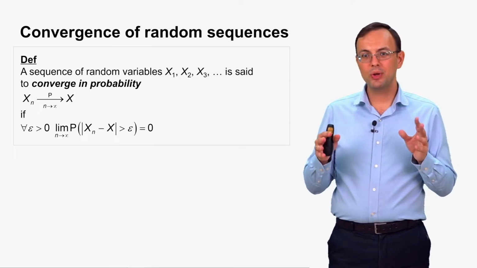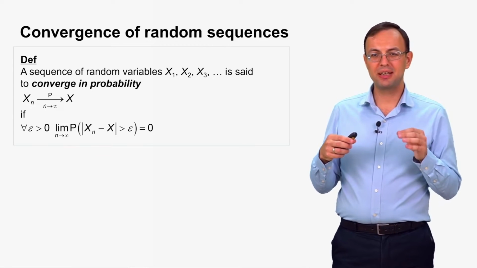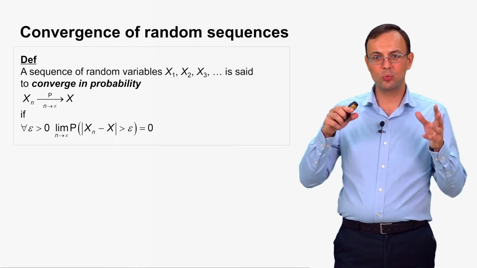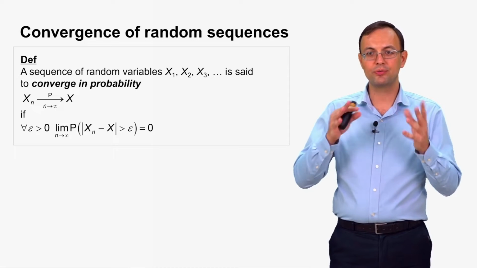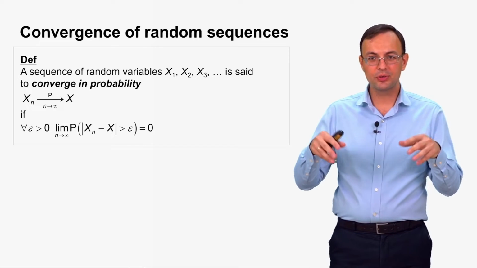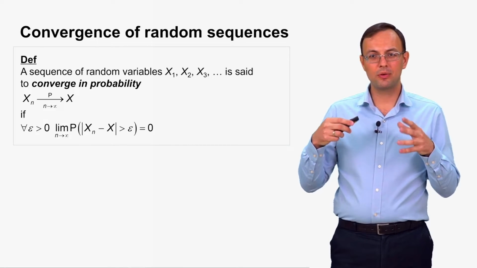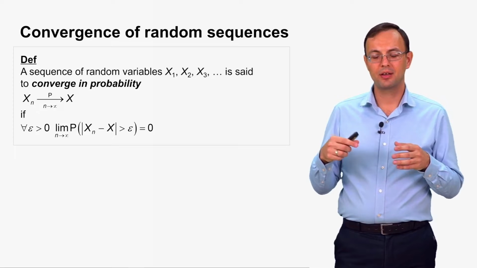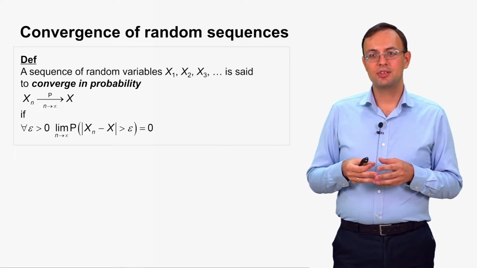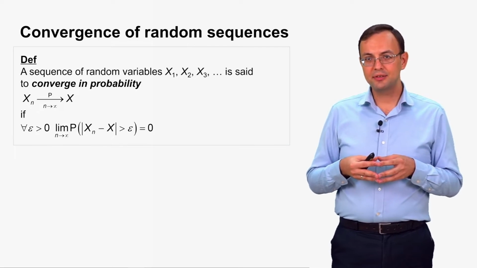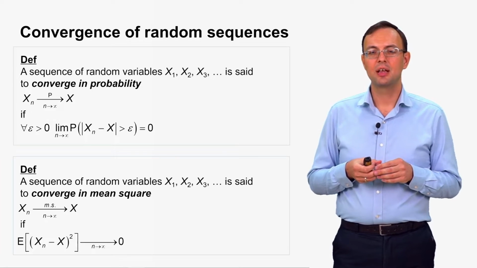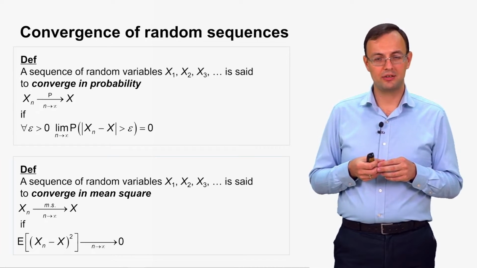So you say, we will be interested not in the question whether this inequality is true or false, but in the probability of the truthfulness of this inequality. Another way to describe convergence of a random sequence is convergence in mean square.